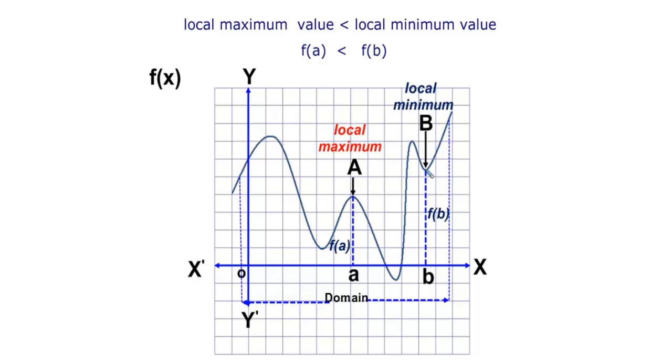But we see that f of A, that is the local maximum value, is less than f of B, which is the local minimum value for this point. Therefore, local maximum value can be less than local minimum value. Hence, we have understood the local maximum and minimum points and also the corresponding local maximum and minimum values.